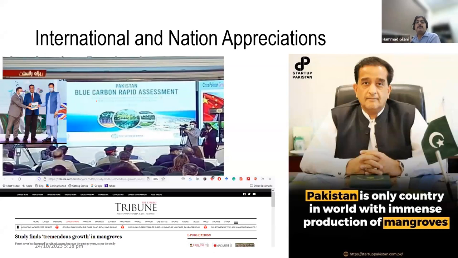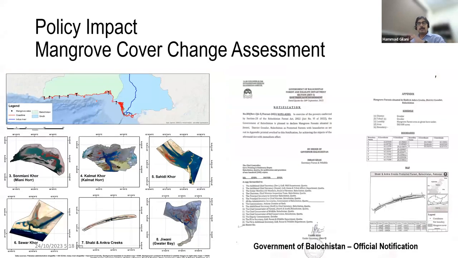This is the biggest claim of how remote sensing and geospatial data can contribute to policy, for example in defining protected forest in Balochistan. Balochistan is one of the provinces where we have very small mangrove sites. These are the six mangrove sites. Recently, the government of Balochistan, based on our results, used the same maps in its notification. The same maps were used for all six sites, and the mangroves are now officially declared protected. So this is one contribution in terms of policy.